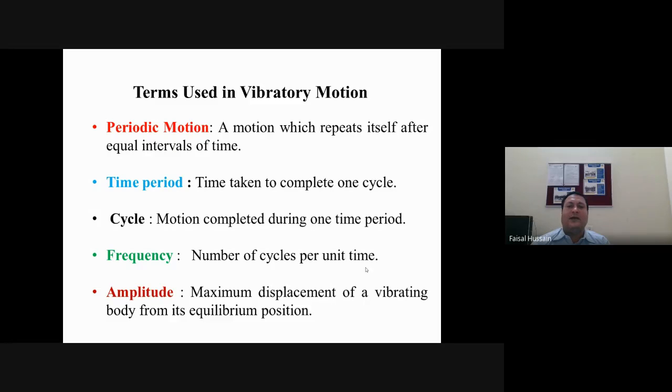And the time taken to complete one cycle is your time period. So, in time period, there is one term, cycle. So, what is a cycle? Cycle means the motion which is completed during one time period. So, cycle and time period are interrelated with each other. Motion completed during one time period is your cycle, and time taken to complete one cycle will be your time period.